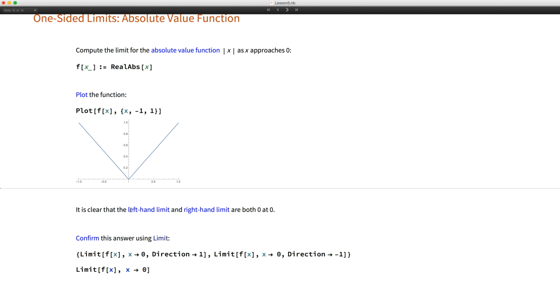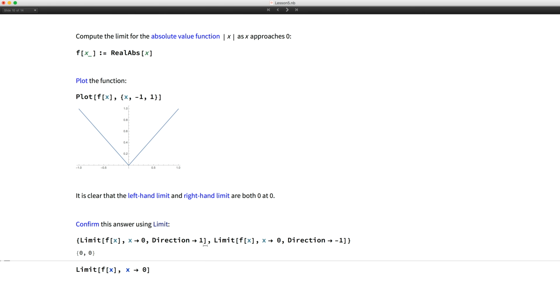So the left-hand limit and the right-hand limit are both 0 from this picture. And you can confirm that with Limit itself by doing a direction computation. So you get back 0 and 0, whether you go from the left or right, and Limit itself also gives you 0, so there's no problem over here. So although you do have a kind of piecewise function, it in fact has a very simple limit at 0.